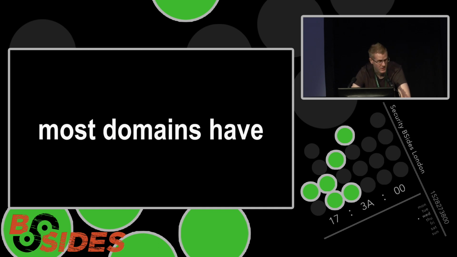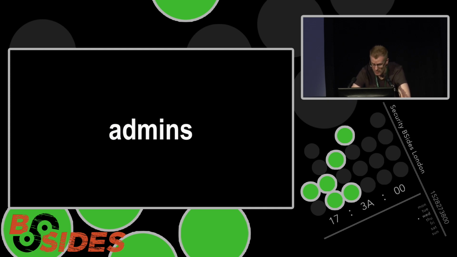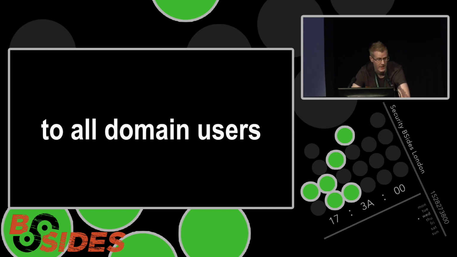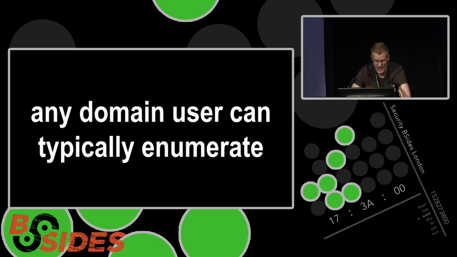Right, most domains, think of a typical domain, they'll have a centralized SharePoint share server, generally on the DC, I find. Admins will commonly map their share drives to all of their employees. So when they first log in, the Z drive or S drive, or whatever, will appear on their desktop or in their My Documents. There you go, the share. And any domain user, this is an interesting find, any domain user can enumerate the share server for a list of who's presently logged into it.